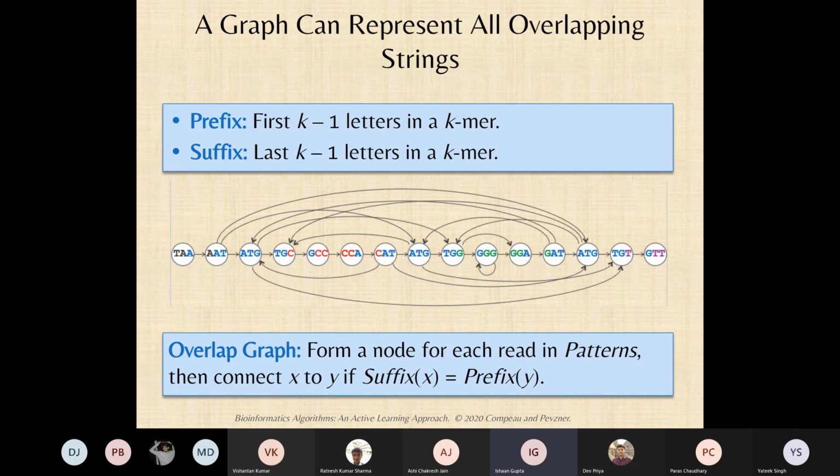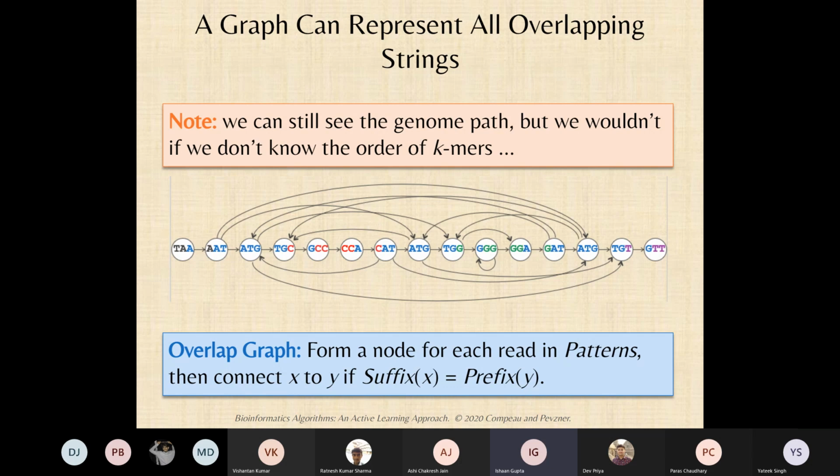Let us say I've given you a graph like this, where all the possible nodes are drawn. Can you still see a genome path here? No, sir, not exactly. But what will be the properties of a genome path if it exists? If such a path exists, can you think about a definition?